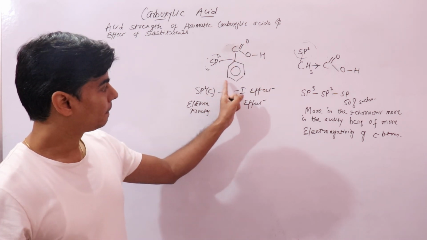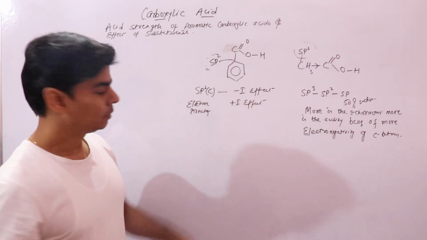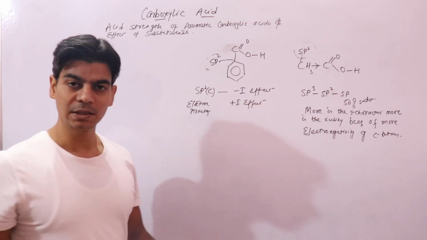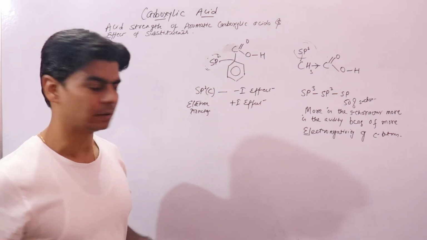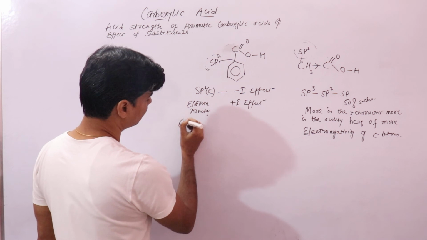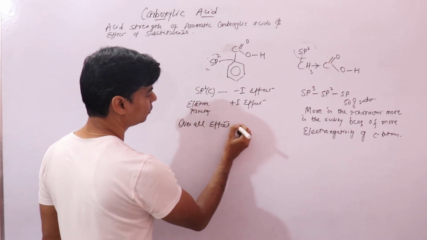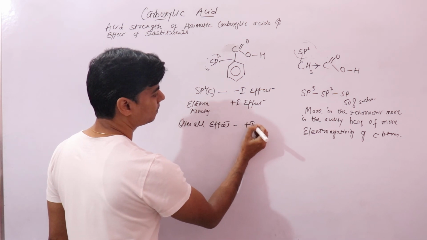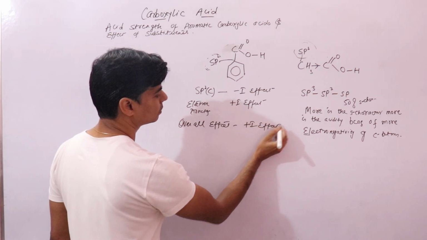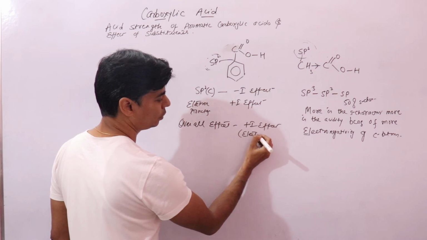So which one of these two wins? Plus I effect will win. That is, overall effect would be plus I effect due to benzene ring, right? Overall effect would be plus I effect, that is electron donating.